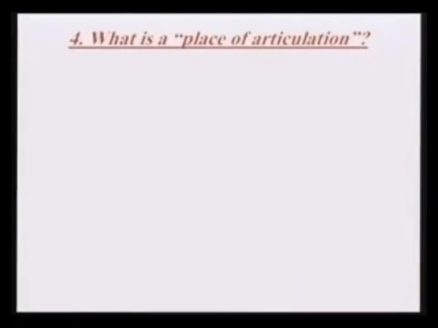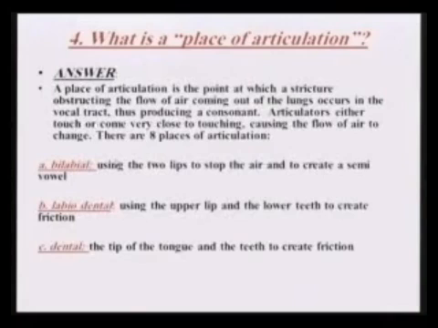And therefore in the consonant chart you find these three expressed in the consonant chart. What is the place of articulation? It's the point at which a stricture obstructing the flow of air coming out of the lungs occurs in the vocal tract, thus producing a consonant. If there's stricture, there's a consonant. No stricture, there's a vowel.